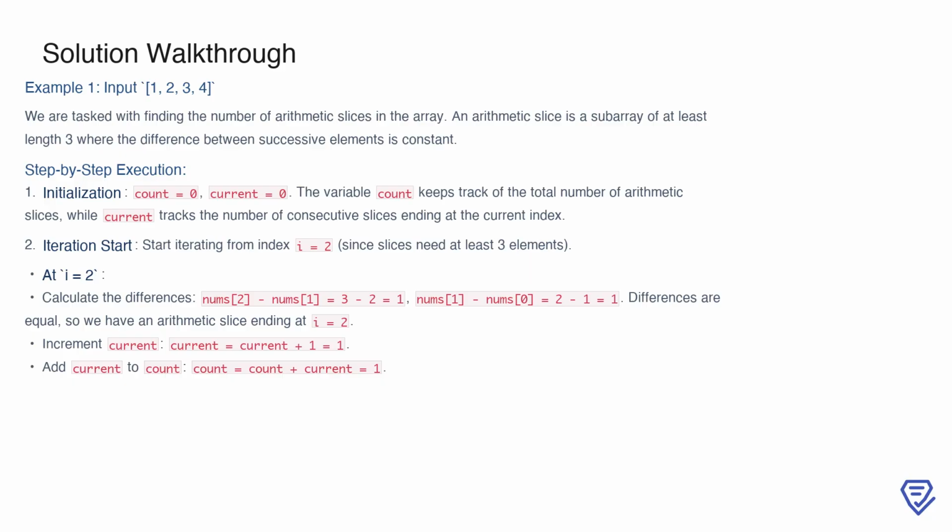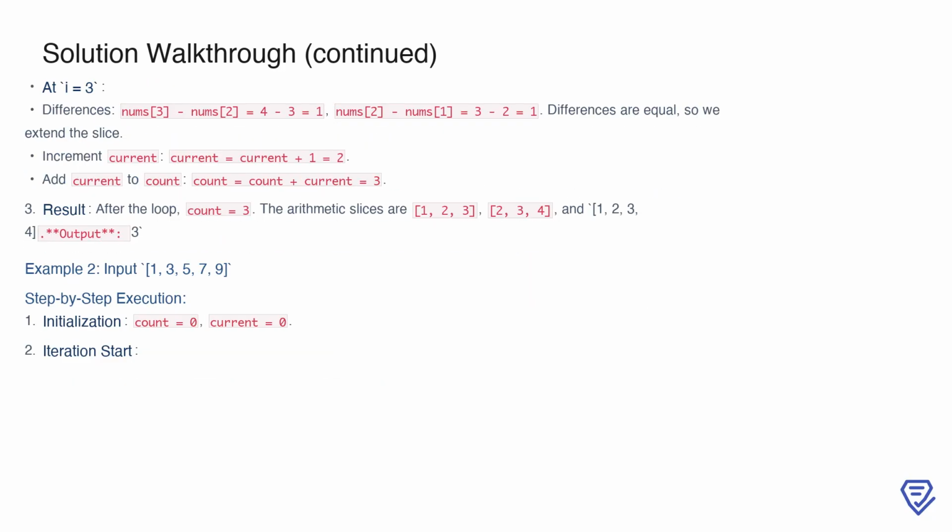The differences are equal, so we detect an arithmetic slice ending at index 2. We increment current by 1, making it 1, and add this value to count, resulting in a total count of 1 so far. At index 3, we perform the same calculation.